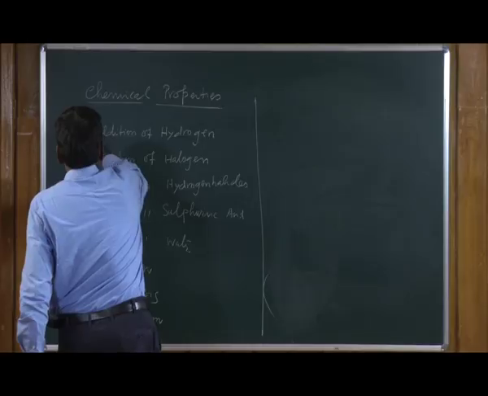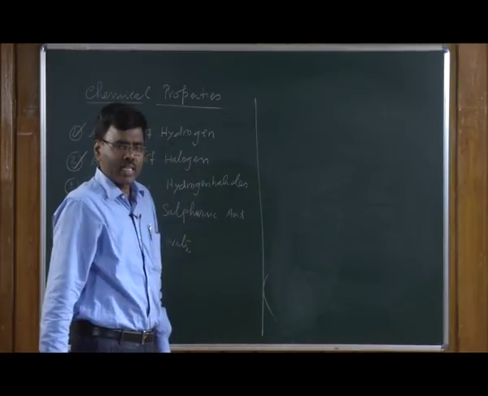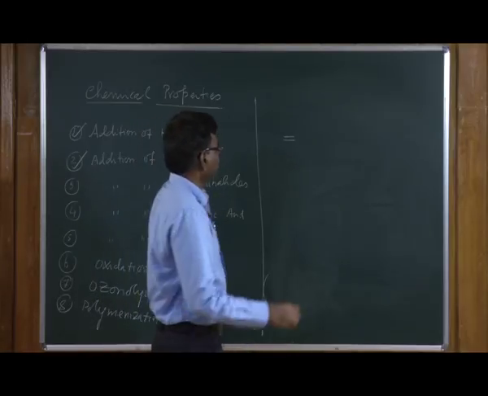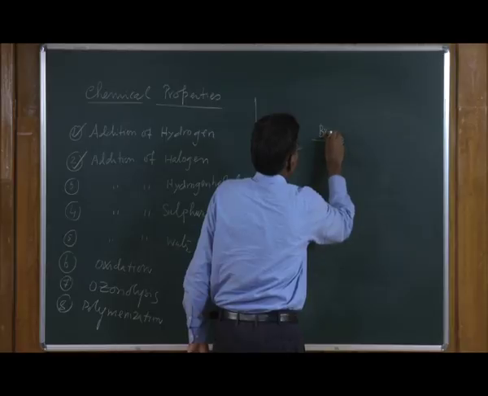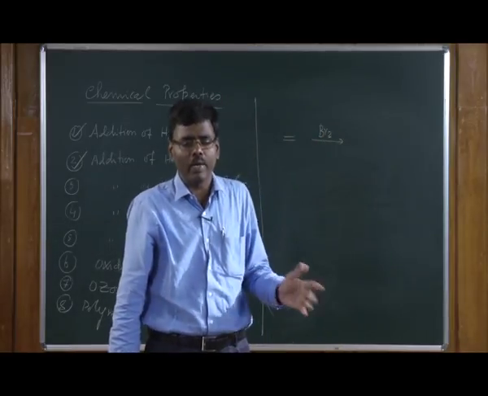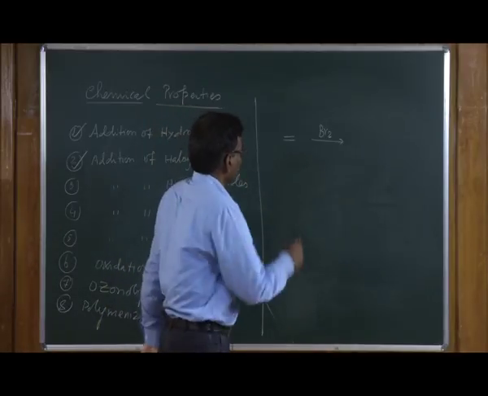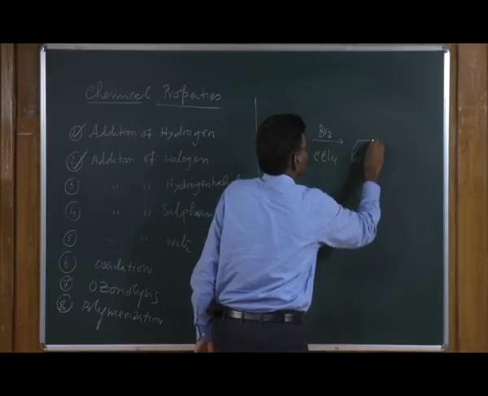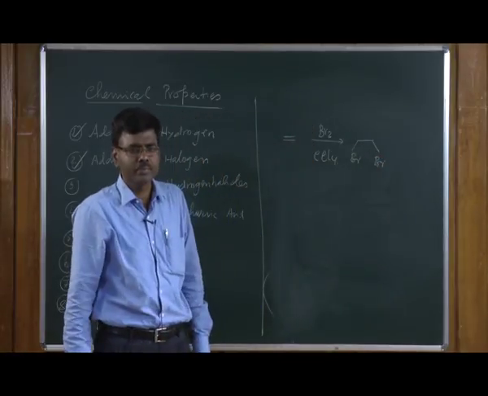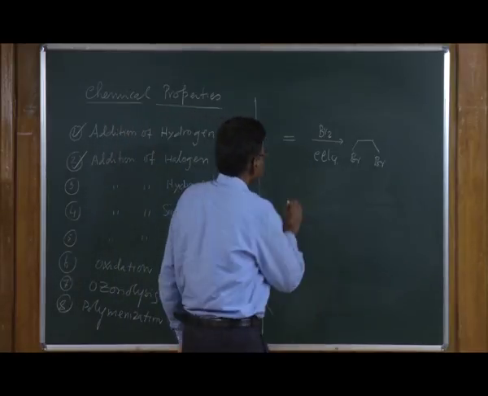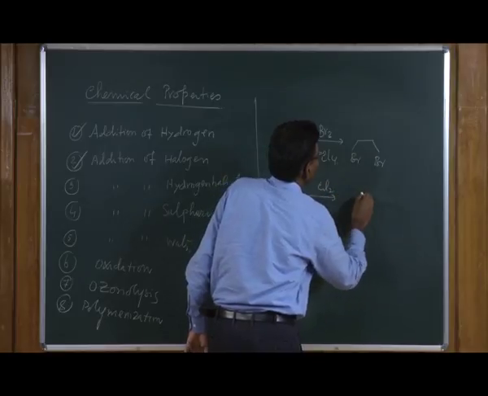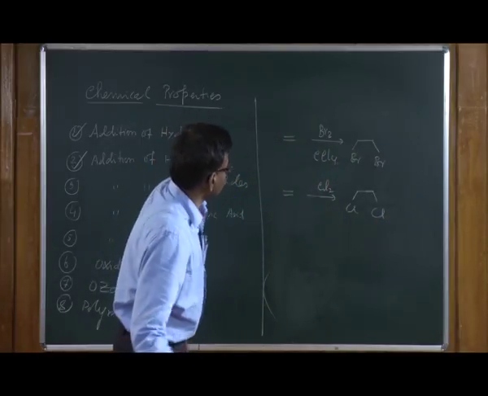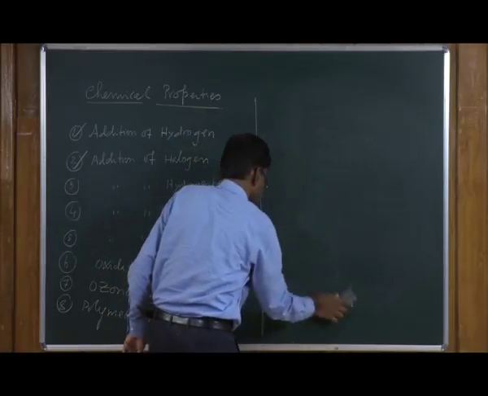The next example is addition of halogen. It is an electrophilic addition reaction. When you react an alkene, for example ethylene, with Br2 or chlorine, the bromine undergoes addition to give the vicinal dibromo compound, and similarly chlorine can also be added. Iodine does not undergo addition with alkenes under normal conditions. However, bromine readily reacts in the presence of CCl4. You get 1,2-dihaloalkanes.